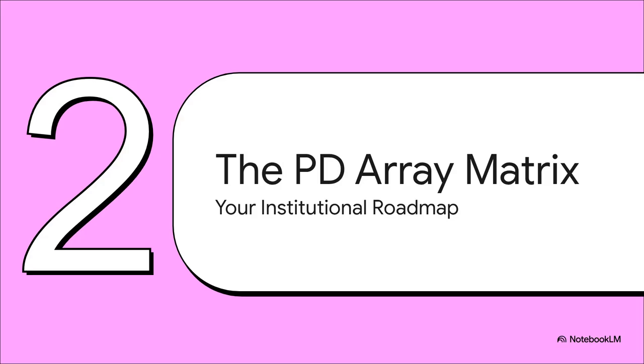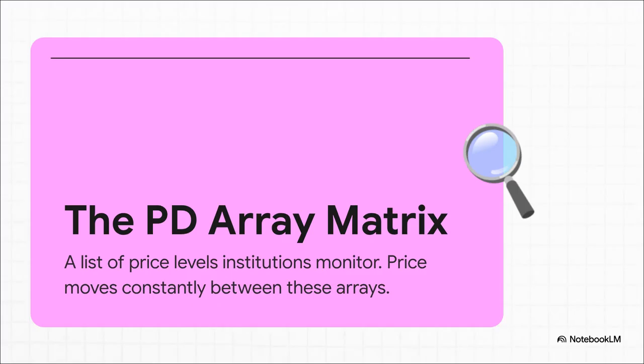All right, so to navigate these weekly moves, you're going to need a map. And for institutional trading, that map is called the PD array matrix. This is, without a doubt, the core tool for this entire method. So what is it? Well, you can think of the PD array matrix as a structured list of specific price levels that institutional algorithms are programmed to pay attention to. The whole idea is that price isn't just moving randomly. It's constantly traveling from one of these key levels to another.